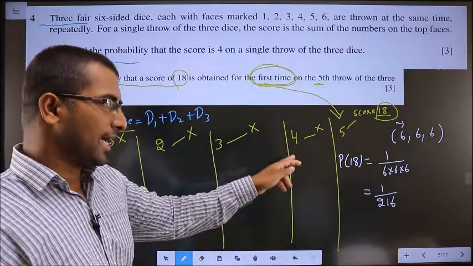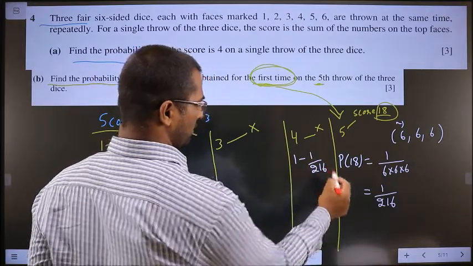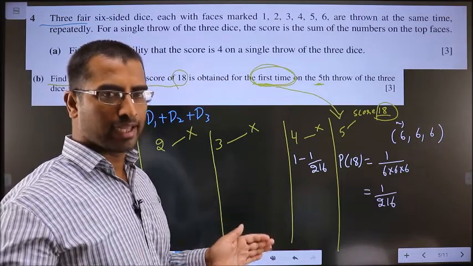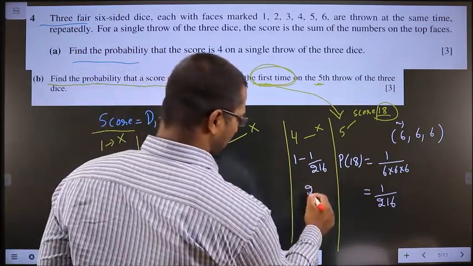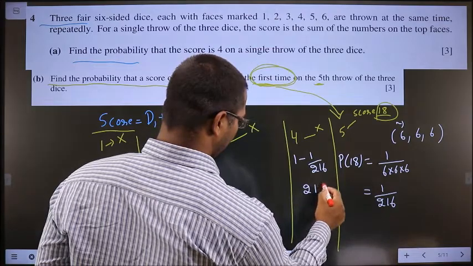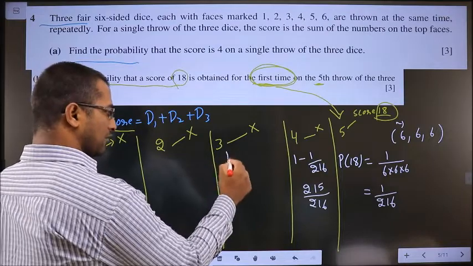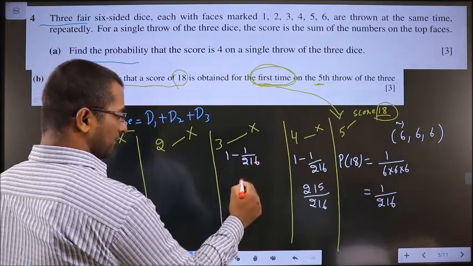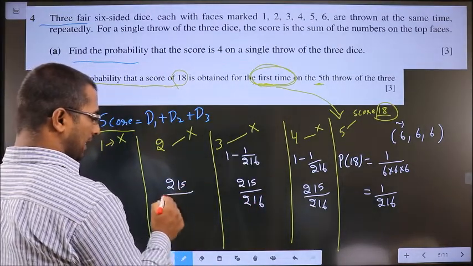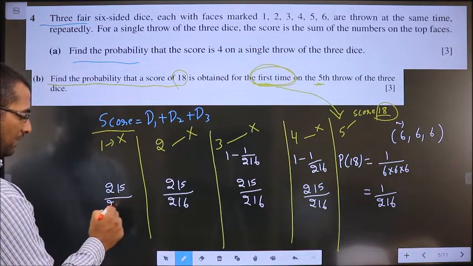Okay. Here other than 18 can be anything. So it is 1 minus 1 by 216. To get a score of other than 18, what I do is 1 minus score of 18. So this is nothing but 215 by 216. 215 by 216. Here also other than 18 I can get anything. So 1 minus score of 18 will give me 215 by 216. Here also the same thing, I should not get 18, other than 18 any score is accepted. Here also the same thing.